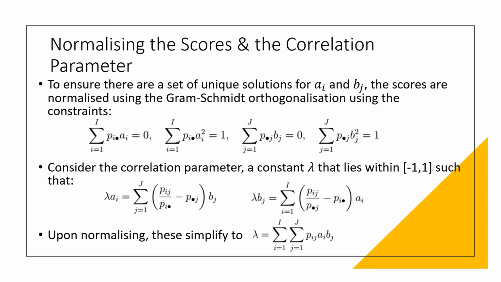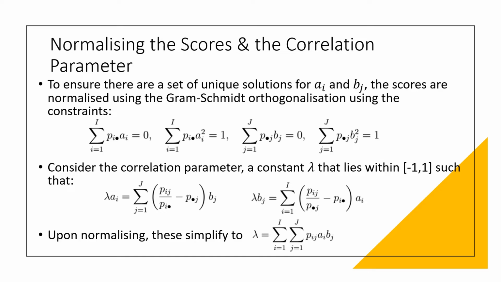To avoid the potential of there being an infinite number of solutions, and to ensure that there is a set of unique solutions for AI and BJ, we use these Gram-Schmidt orthogonalization constraints. Here, under complete independence, the scores are centered around 0 and normalized with variance of 1. We can incorporate a correlation parameter that captures the correlation between the row scores and the column scores from the reciprocal averaging algorithm, that lies within the interval -1 and 1.